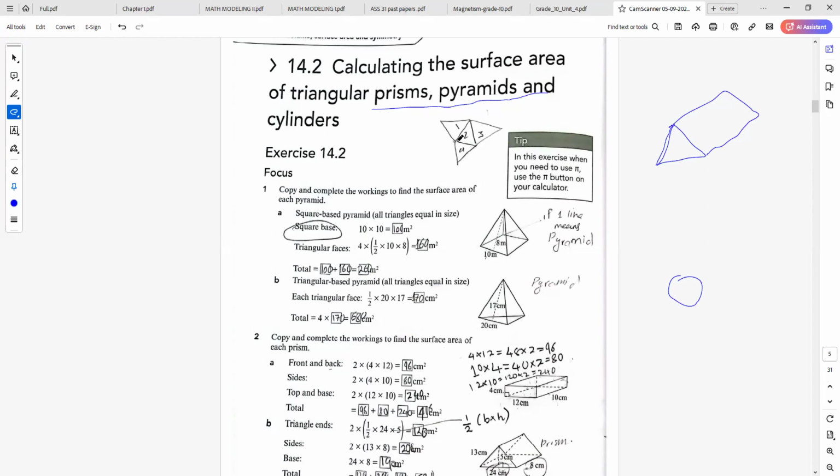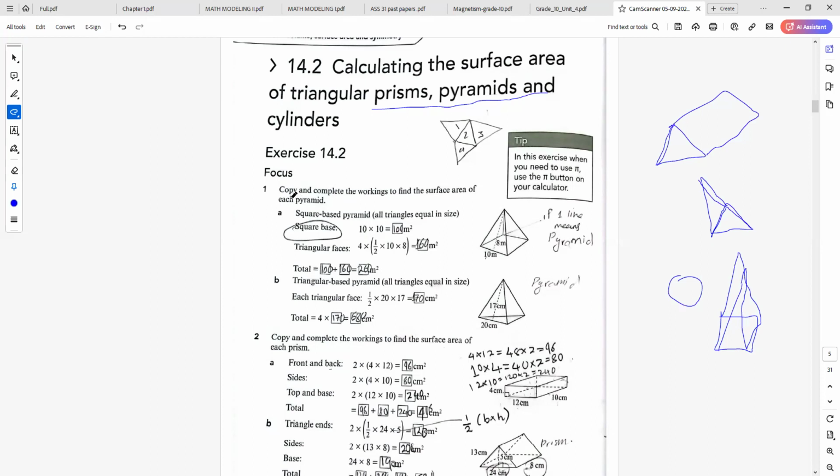Here you see in pyramids, we have four triangular shapes. We have square-based pyramids also. This one has four triangular faces. This also can be a pyramid, but the base is square. In this case, we have four triangular faces and one square or rectangular face.